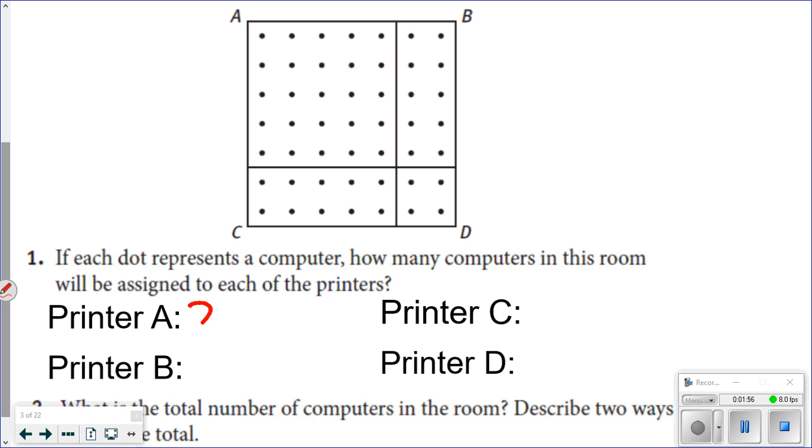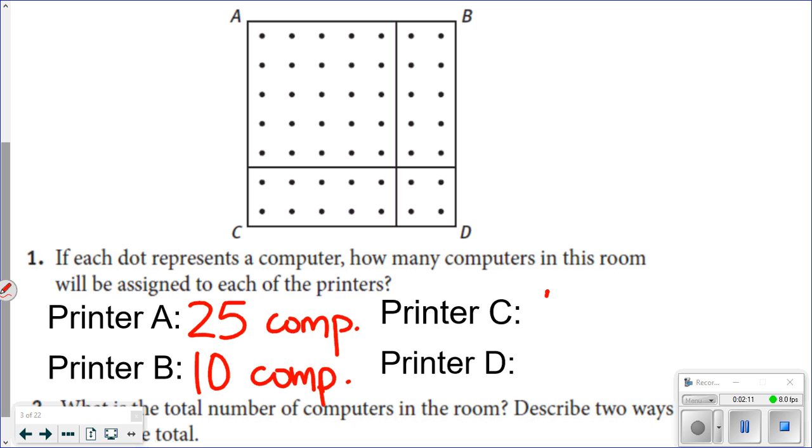Printer A has 25 computers. B has 10 computers. Printer C also has 10 computers. And printer D has 4.